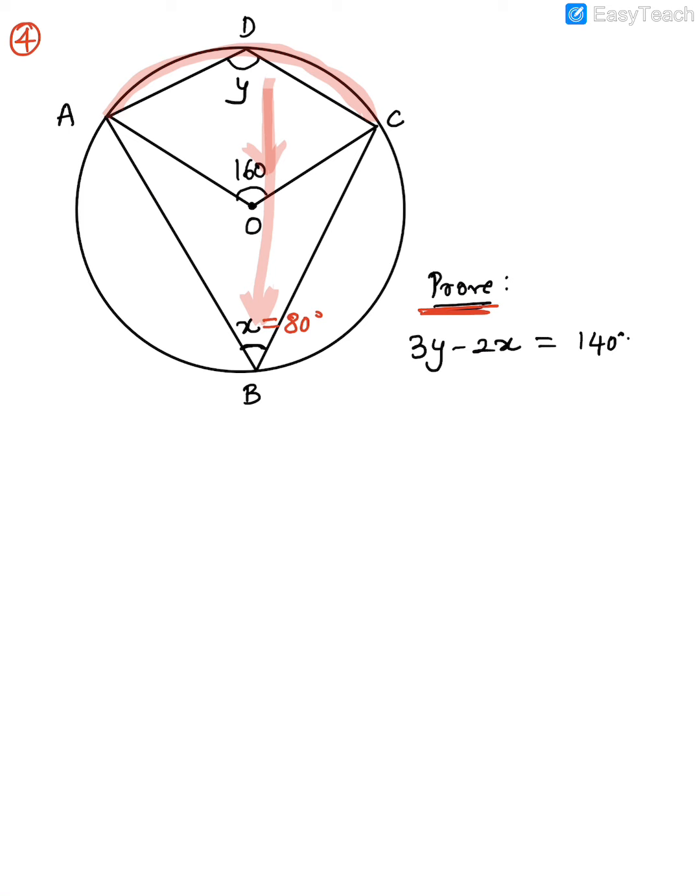What does it mean? That angle ABC. Okay, look, I'll write over here. Angle ABC is equal to half of angle AOC. So which is equal to what? 80 degrees.